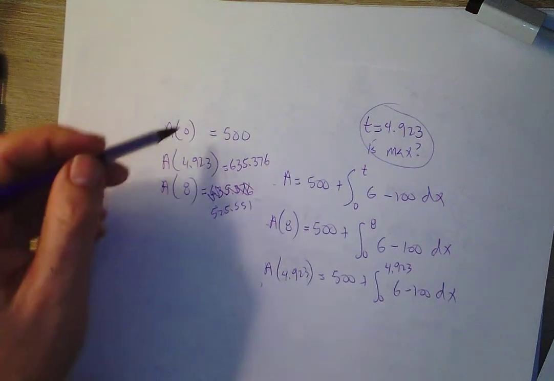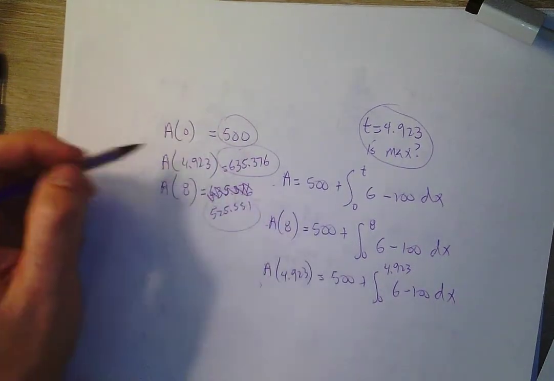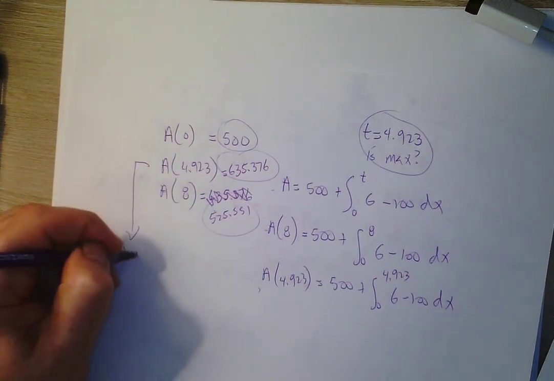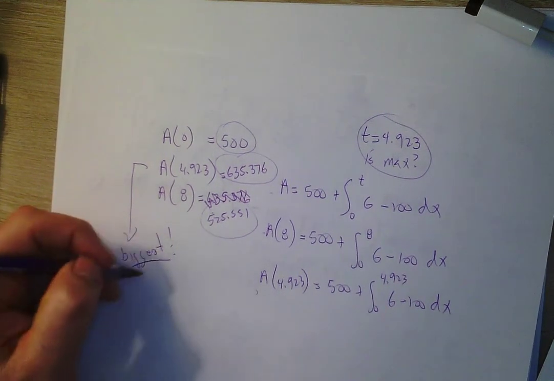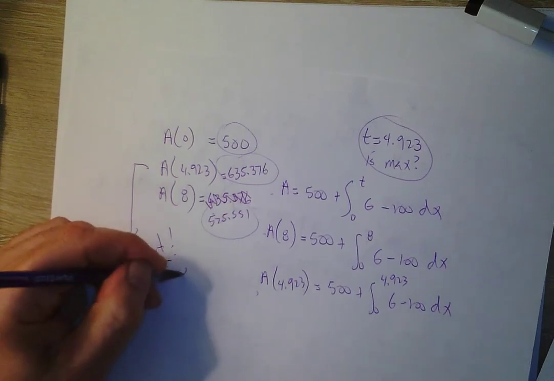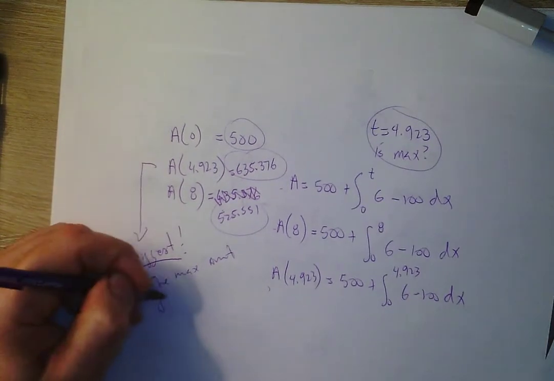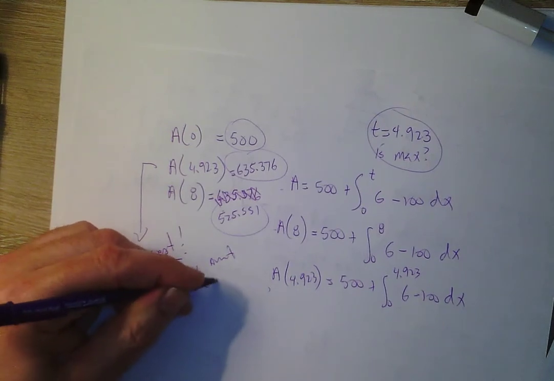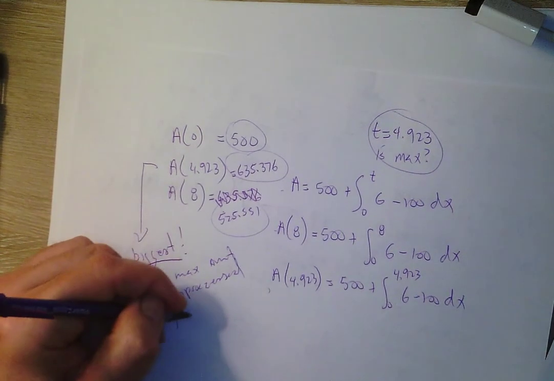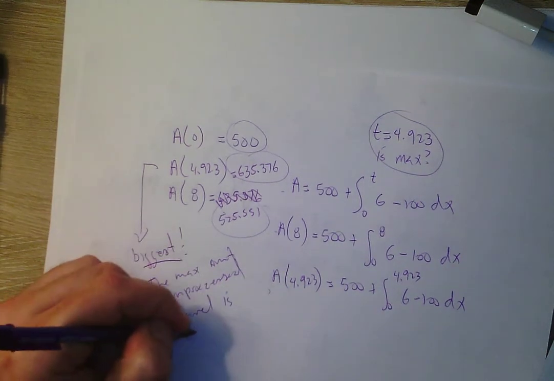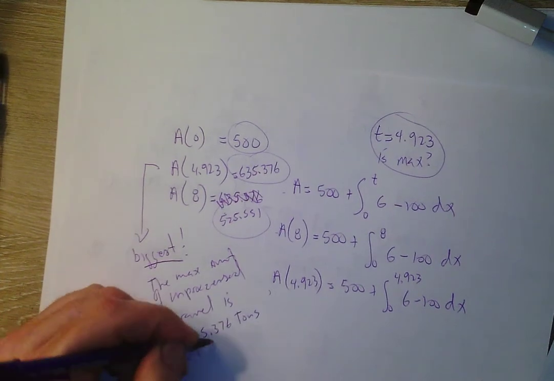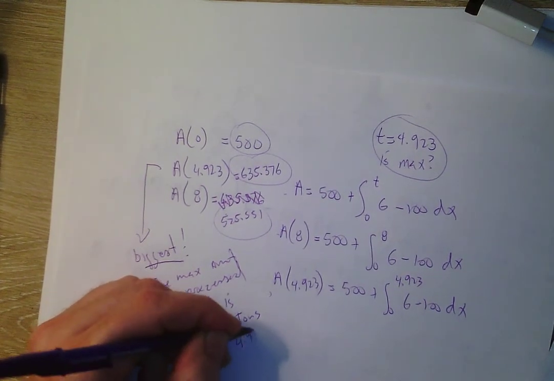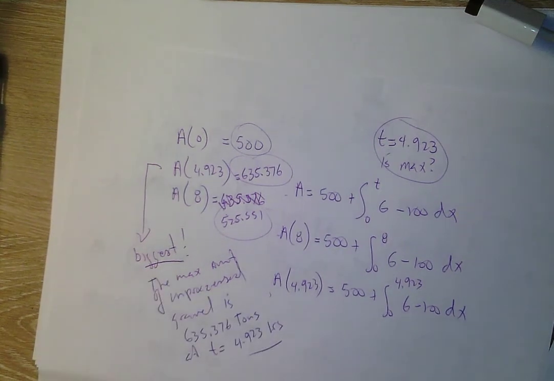So I have to get these values so that I can compare these numbers. This one is biggest. And so with EVT, we can say the max amount of unprocessed gravel is 635.376 tons at time equal to 4.923 hours. All right, so there's the first question.